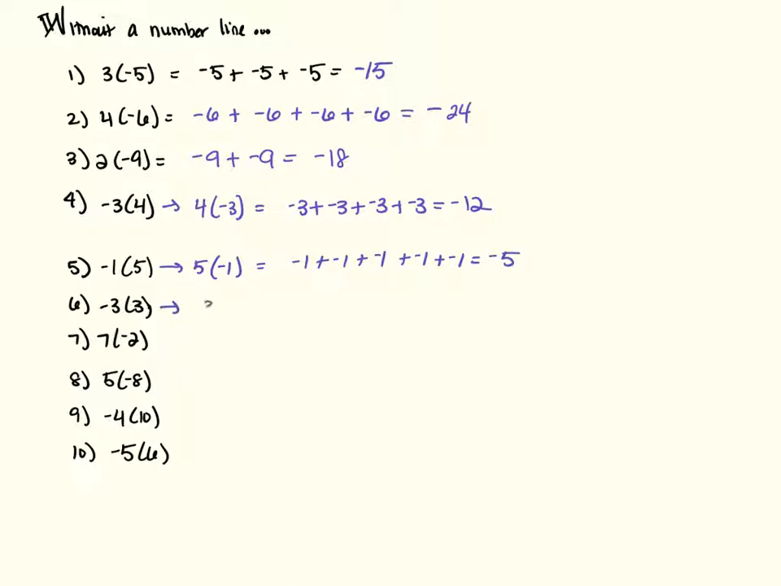Number 6 switches to 3 groups of negative 3. So I know that 3 plus 3 plus 3 is 9, but it's going to be negative because all the numbers that we're adding are negative. Go ahead and pause your screen. Finish all the way through 10, please. Push play when you're ready to see the answers.